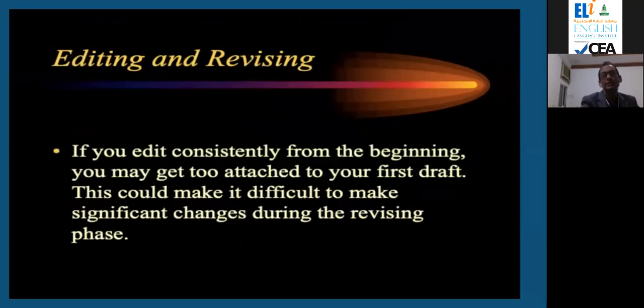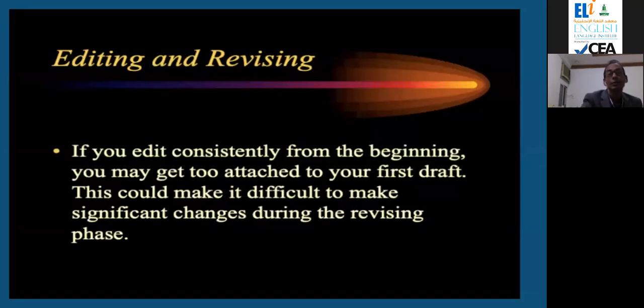So if you edit consistently from the beginning, you may get too attached to your first draft. Now the problem is you don't start pruning, scribbling, and all those things right from the first draft, because that would halt your entire progress with writing, and that would leave you muddle-headed. It would be messy, because your thinking process will be completely crippled. You won't be thinking any further, and that would be the end of your thought process, and you won't be imagining further things. So it's a good idea to first scribble a first draft or a later draft, and have a relook later on with the nitty-gritties or mechanical aspects of grammar or syntax.